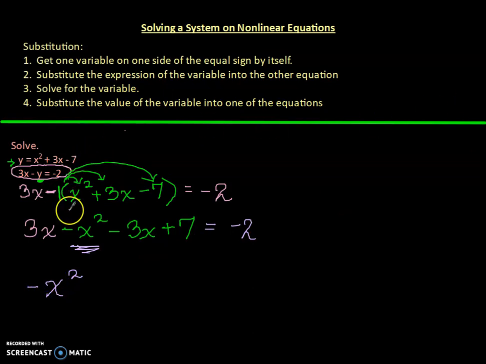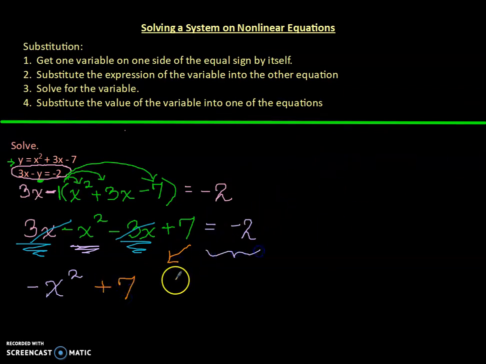Try to find any like terms you can combine as well. So I have 3x minus 3x. So 3 minus 3 would give me 0, which means that 3x is gone. I'm going to bring down the +7, and then it equals -2.